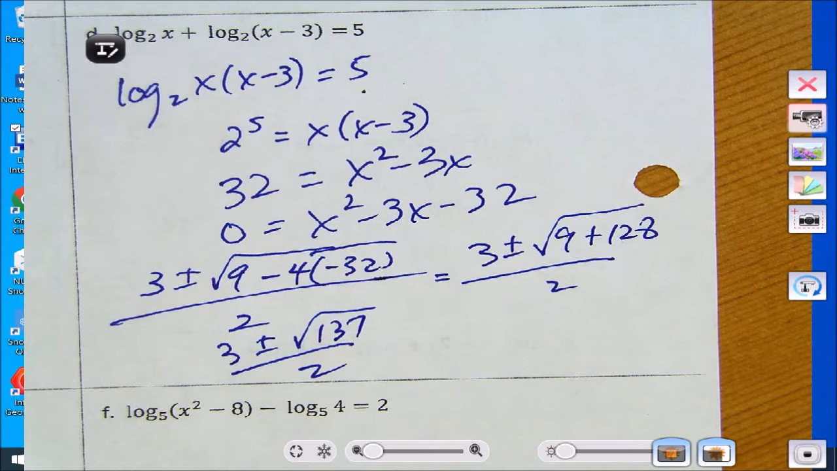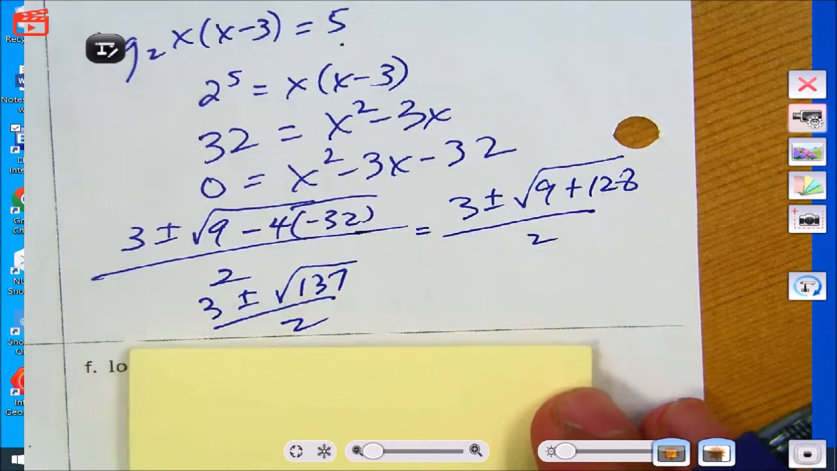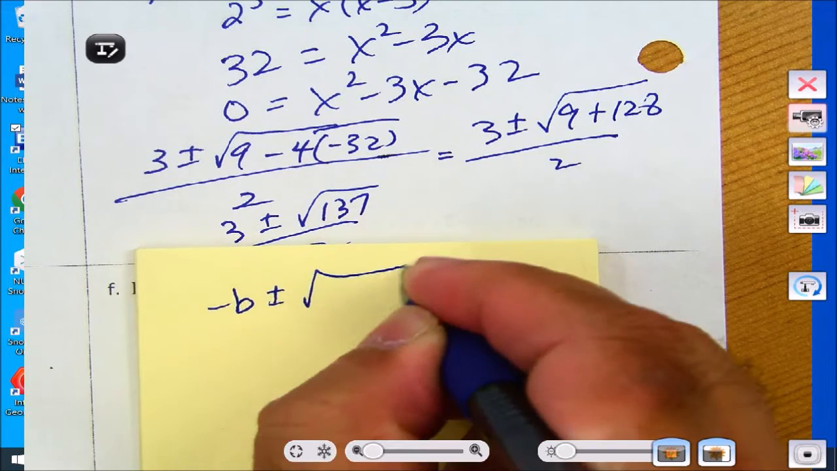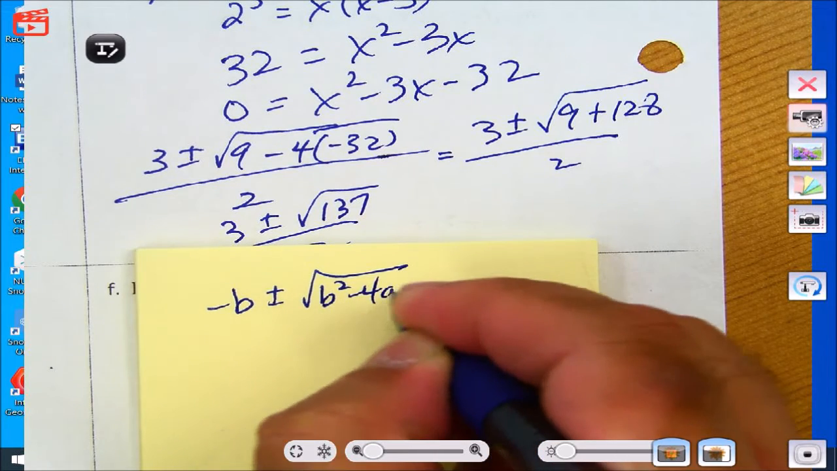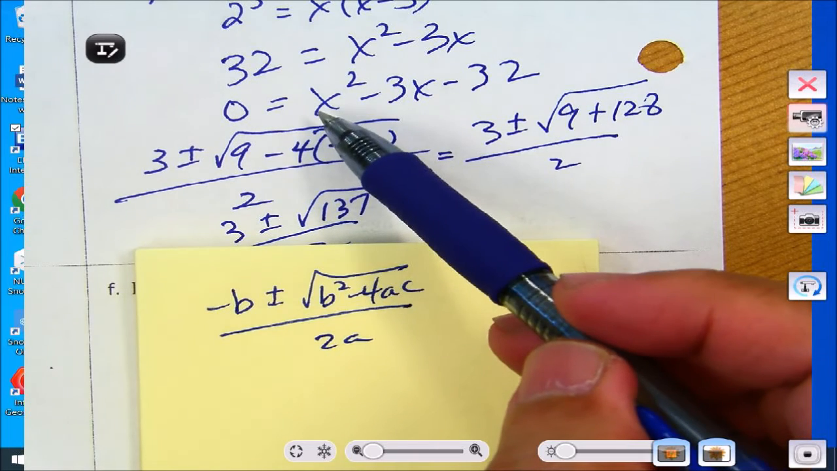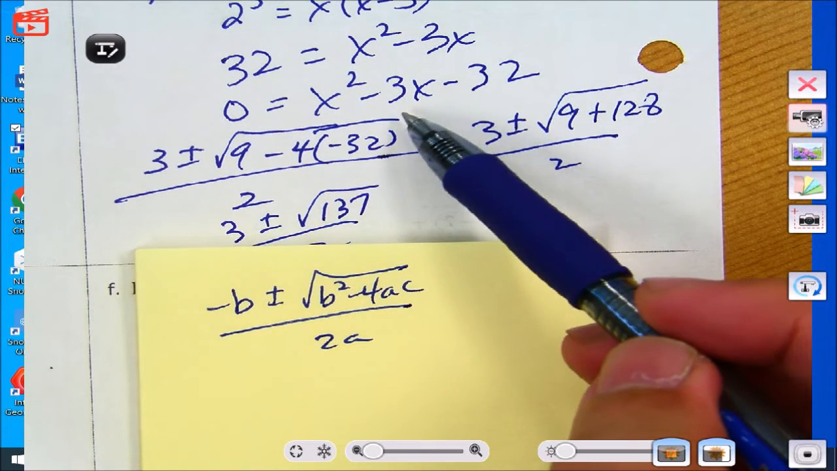Alright, so remember the formula, the quadratic formula looks like negative b plus or minus the square root of b squared minus 4ac all over 2a. A is 1. B is negative 3.